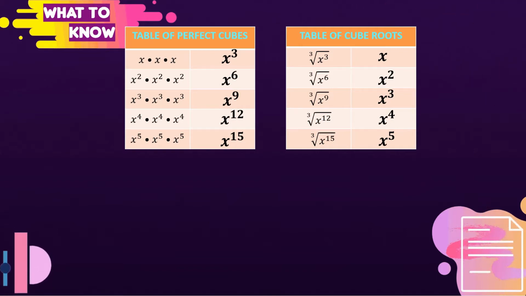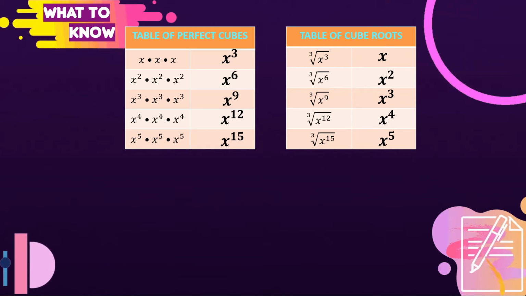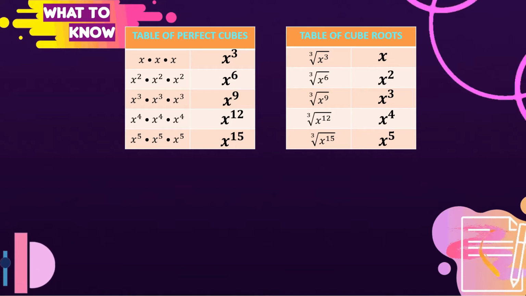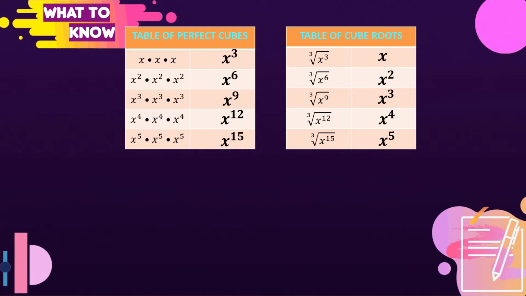Now to get the cube root of our perfect cubes, we simply keep the variable and divide the exponent by 3. So the cube root of x cubed is equal to x. Cube root of x to the 6th is equal to x squared. Cube root of x to the 9th is equal to x cubed. Cube root of x to the 12th is equal to x to the 4th. Cube root of x to the 15th is equal to x to the 5th.